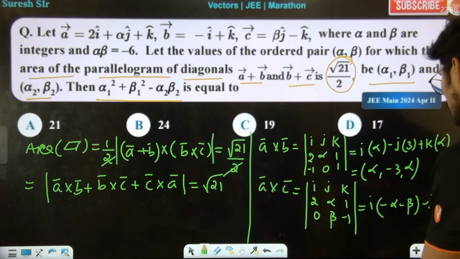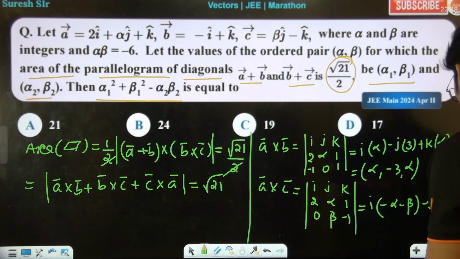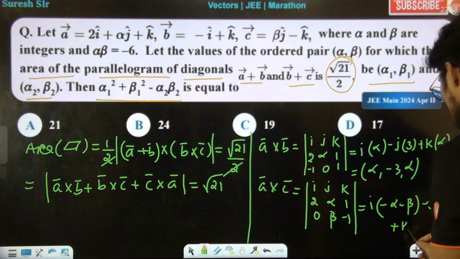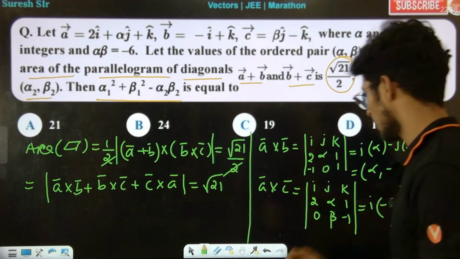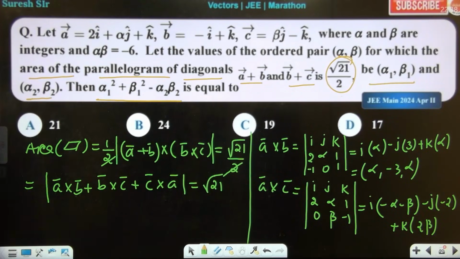Minus J into minus 2 plus K into 2 beta. Check. This is what A cross C is going to be. Any doubts? Any doubt, Rababu? Yes or no?